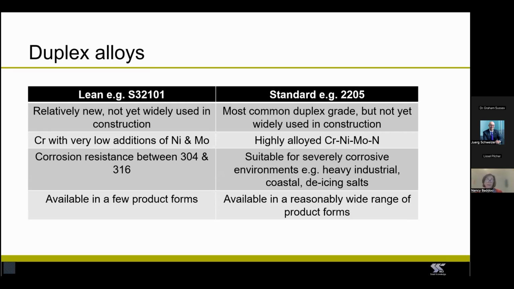The standard duplex, typically 2205, this is the most common duplex grade. It's been used for many decades in chemicals process industry and is being used more and more in structural applications. It's a highly alloyed chromium, nickel, molybdenum, nitrogen alloy, and it's suitable for severely corrosive environments, heavy industrial, coastal, or if you've got heavy de-icing salts. And it's available in a reasonably wide range of product forms.